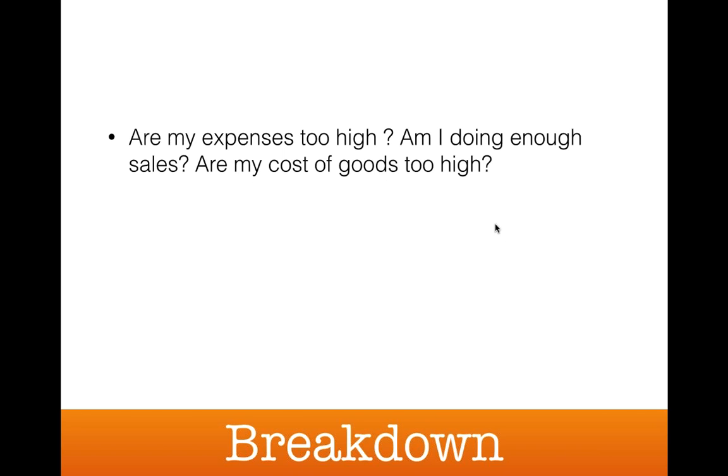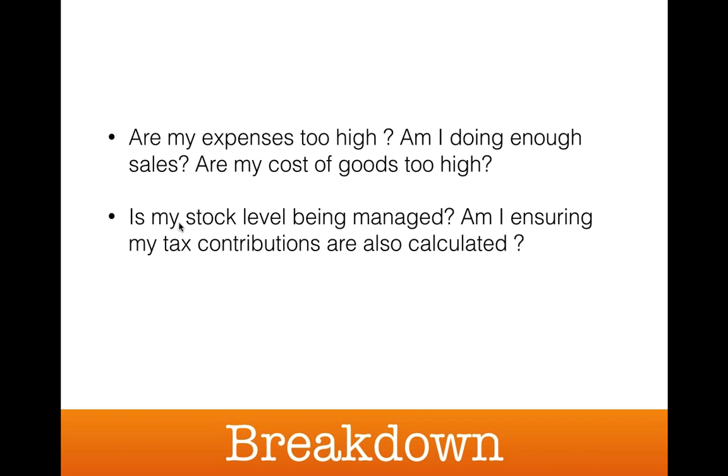Another one: is your cost of goods too high? This could be a possibility that your cost of goods are really, really high. 42%, 50% almost is reasonably high. So you want to make sure that that could be down. And the next question here is, are stock levels being managed? And here's what I mean by that.